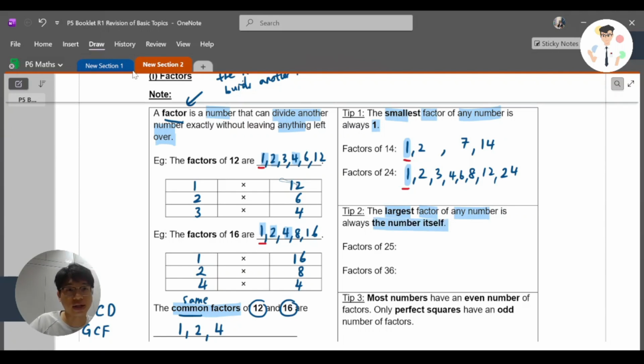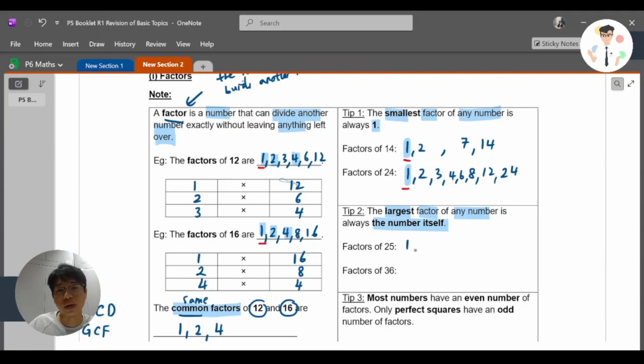Sure? Let's try and see. 1 times what? 1 times 25. 2? No. 3? 4? How about 5? Yes, because 5 times 5 is 25.